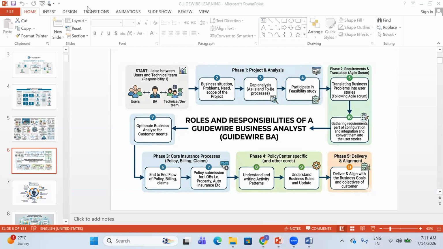Understood? You're clear, Tamasi, Taranpreet, and Venkat? Yeah, I'm good. Clear? Any questions on this? Please go ahead.